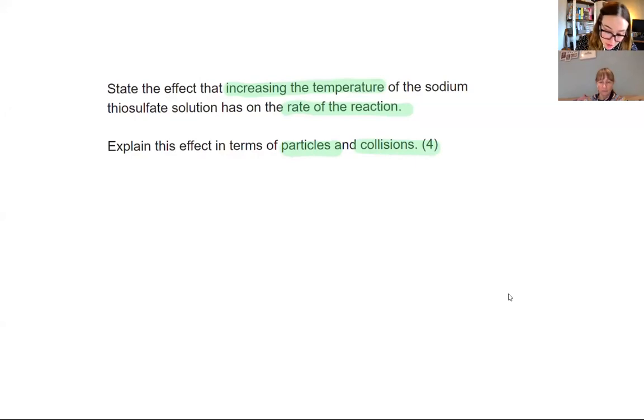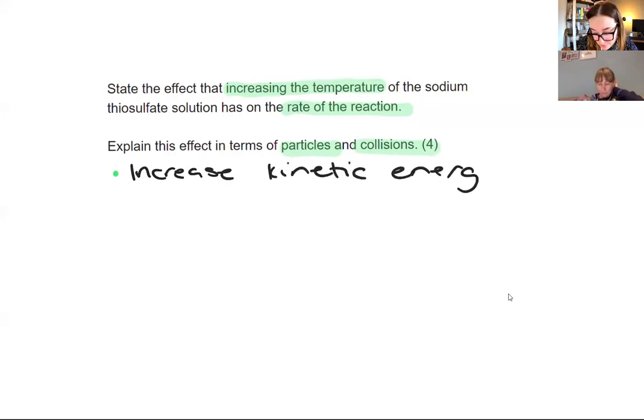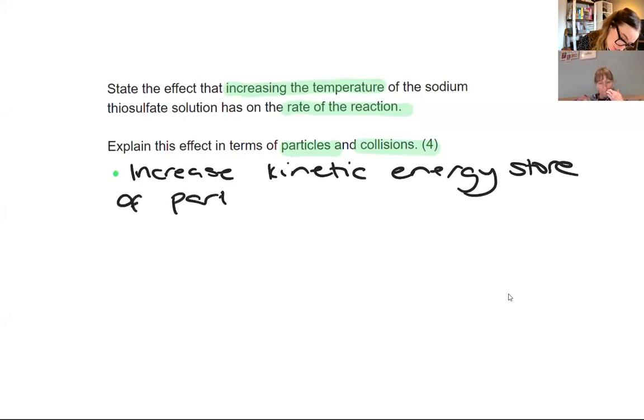So hopefully in your answer, the first thing that you talked about was the idea that by increasing temperature, you increase the kinetic energy store of the particles. And I apologize if my handwriting's a bit skewy. Now, when you increase the kinetic energy store of those particles, what's going to end up happening is those particles are going to move more.